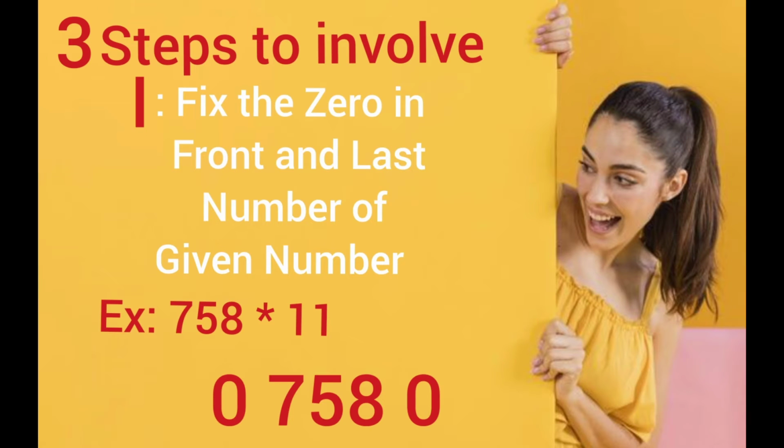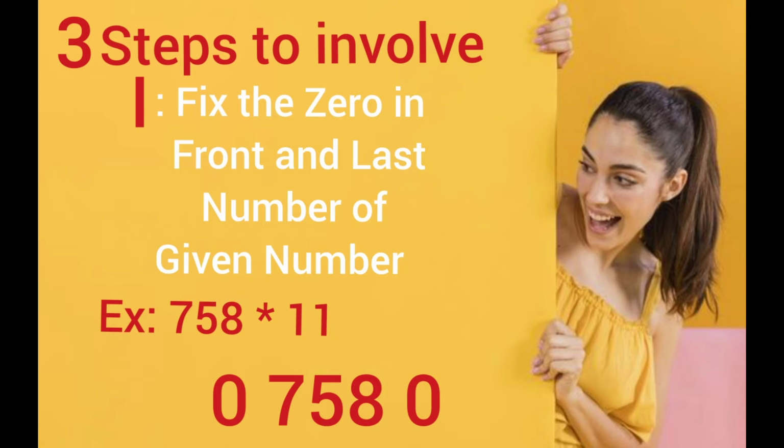Yes, guys. So here we go for 11 multiplication with any number. It involves only three steps, right? Here we take one example, 758. The first step is to fix a zero, not adding a zero. Fix the zero before the first number and at the end of the number, like shown in this diagram. So the given number is 758 multiplied by 11.